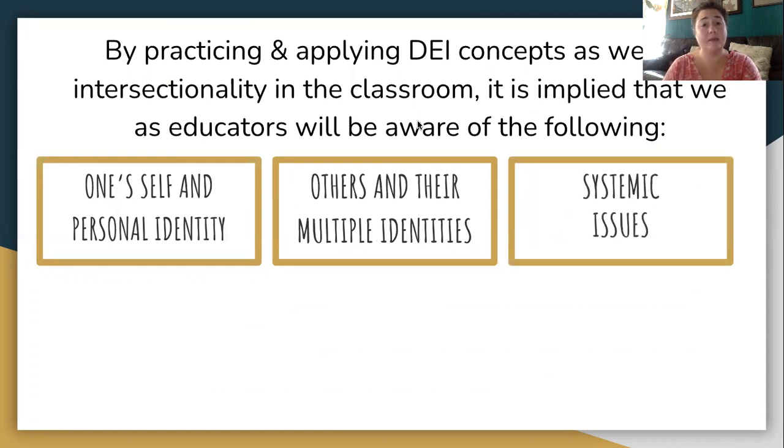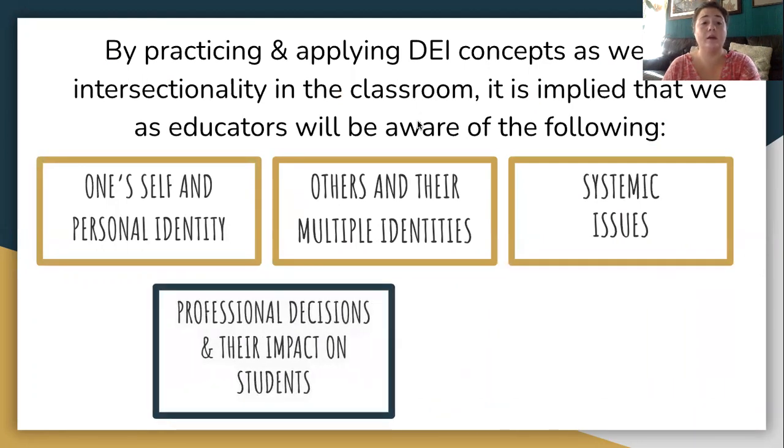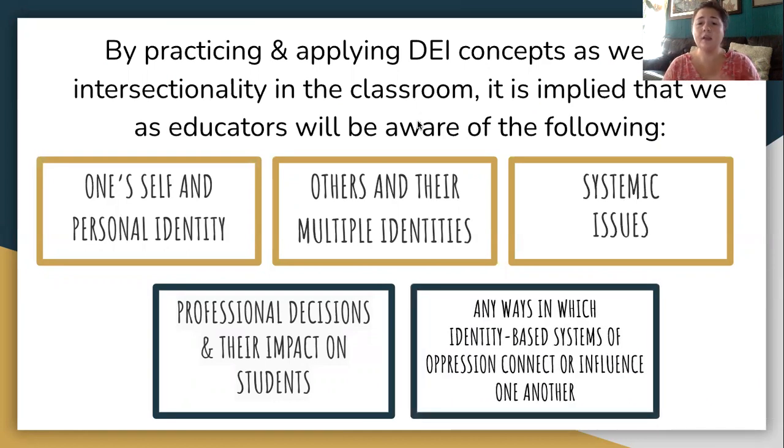Also, being aware of systemic issues, being aware of the professional decisions that are made and the impact they may have on students, and any ways in which identity-based systems of oppression connect or influence one another. Since we are dealing with ESL students that come from lots of different cultural backgrounds, this could mean anything from societal to economical to political. And it's best to be aware of them so that if there are any complications, we know exactly how to approach them.